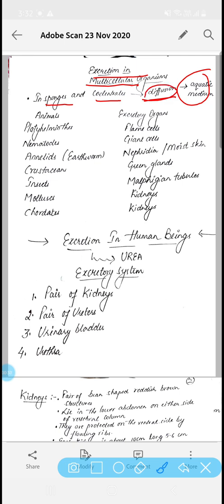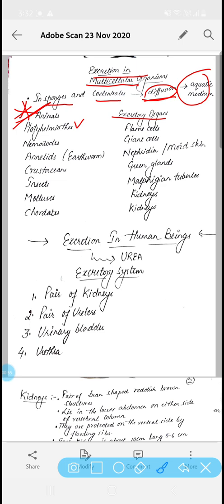And in some other multicellular animals, they have some kind of excretory organs which help in the elimination of the waste product. So this part is important for your board exam as well as for your competitive exams. Okay. Now let's take the view of platyhelminths.